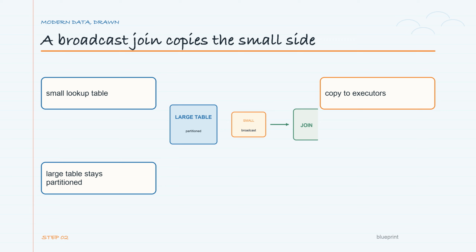Read the drawing from one idea to the next. Small lookup table, then copy to executors, then large table stays partitioned. You do not need to memorize every implementation detail yet. Focus on what moves, what stays fixed, and why the system does less unnecessary work.